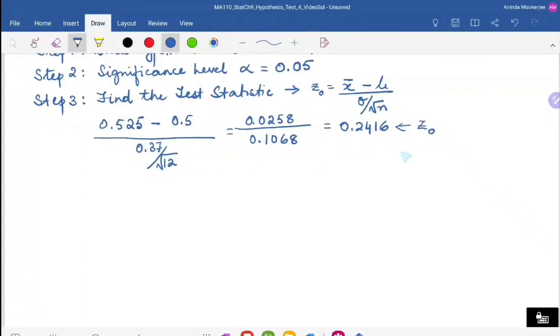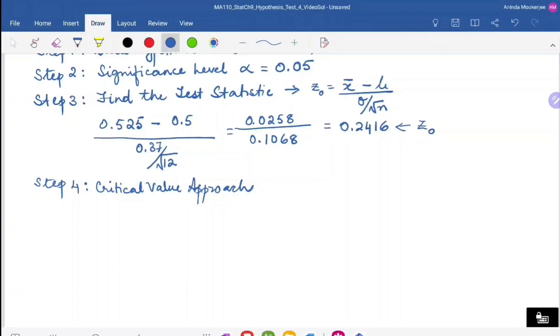Now that we have found a value for the test statistic, we can go on to our next step, which is step 4, where we use both approaches to come up with a decision. The first one is called the critical value approach, or the CV approach, where we find the cutoff point between rejecting a null hypothesis and not rejecting a null hypothesis.